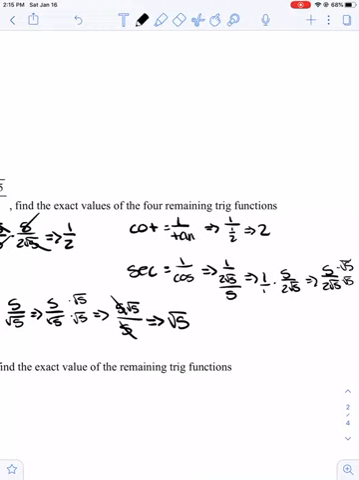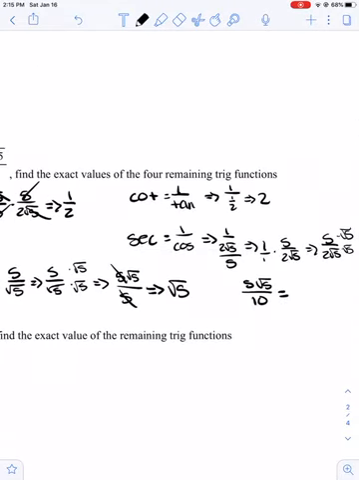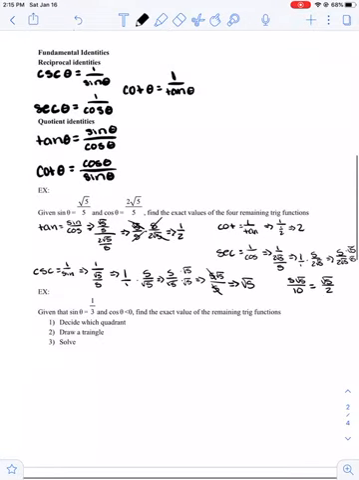Can't have that radical in the bottom, so multiply by square root 5. Then we'll end up with 5 square root 5 over 10. And then we'll simplify the 5 over 10. And so the secant is square root 5 over 2. And if you want, just highlight our answers here just to make it stand out a little bit more.